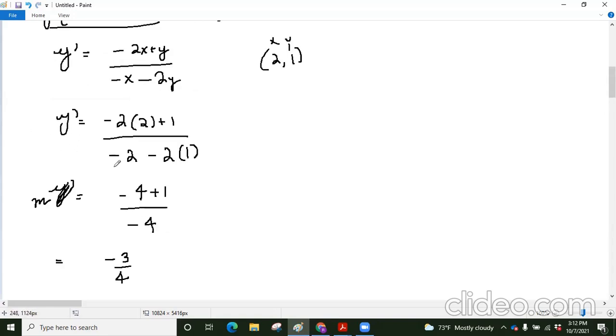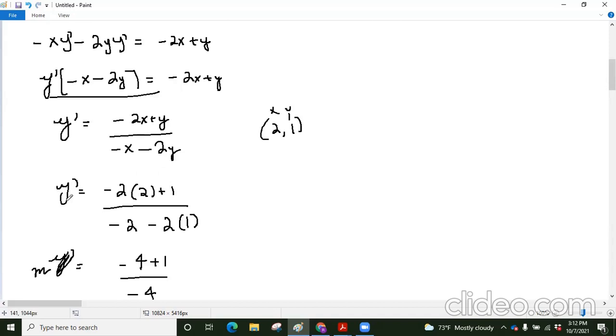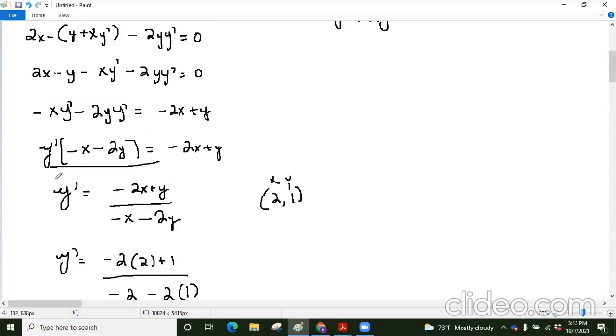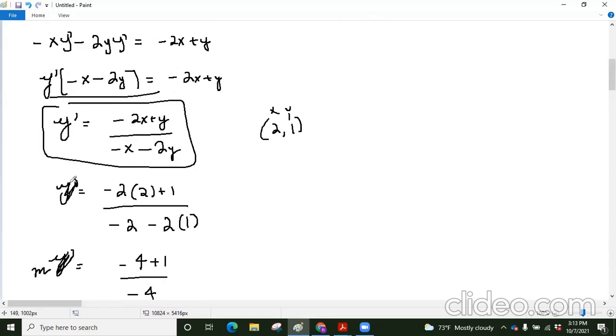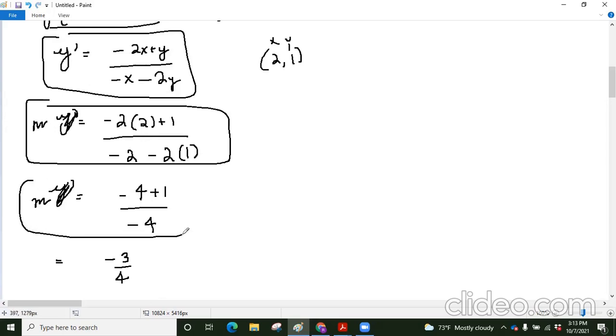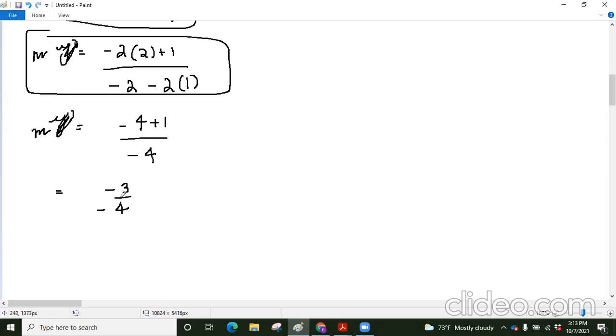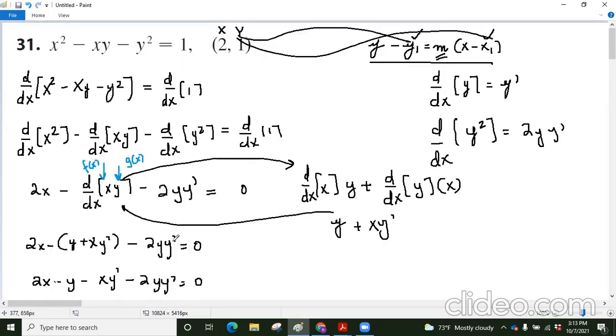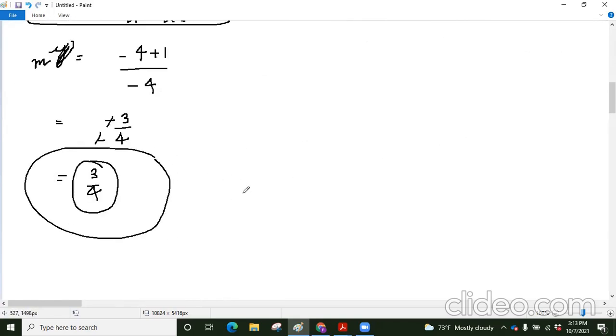Well, not my y prime. This is my m. Remember that once you're plugging it in, you're getting your value of m. So this is your y prime. This here is your m. Your y prime is concluded once you did implicit differentiation. But then when you plug your x and your y into it, you're actually getting the value of m. So m is this, right? M is negative 3 over negative 4, which is just 3 over 4. So this is your m value, correct?